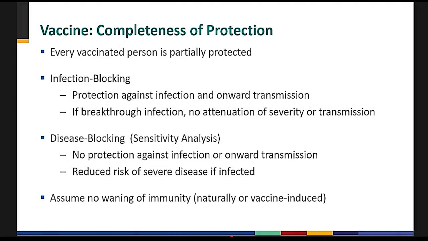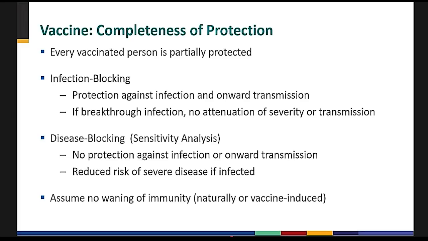Continuing on with our vaccine characteristics assumptions, we assume that every vaccinated person is partially protected, which in the vaccine modeling literature is called a leaky vaccine. We also assumed that the vaccine was infection blocking, which meant that it protected the recipient against infection and subsequent onward transmission to other individuals.